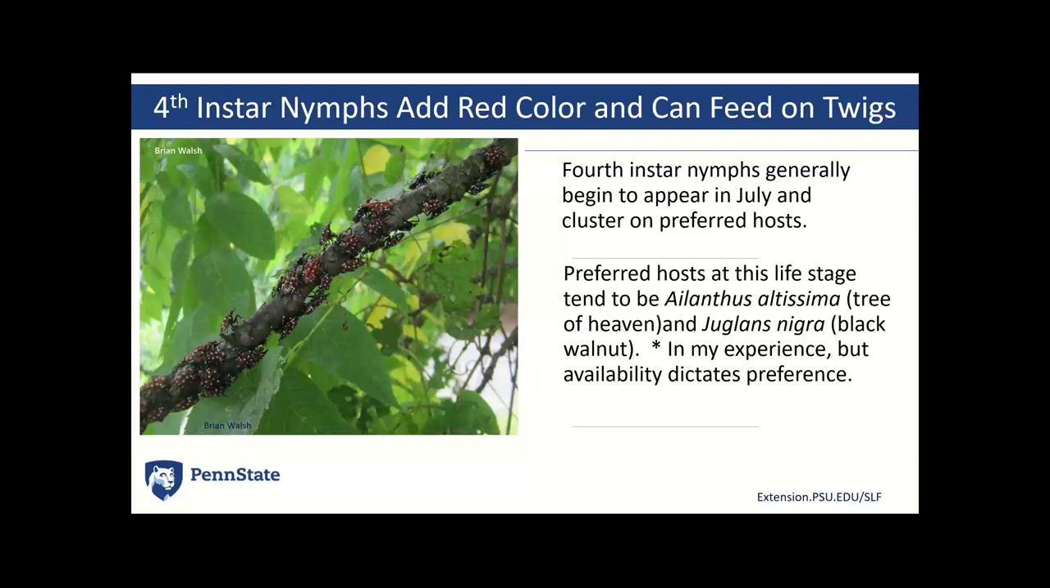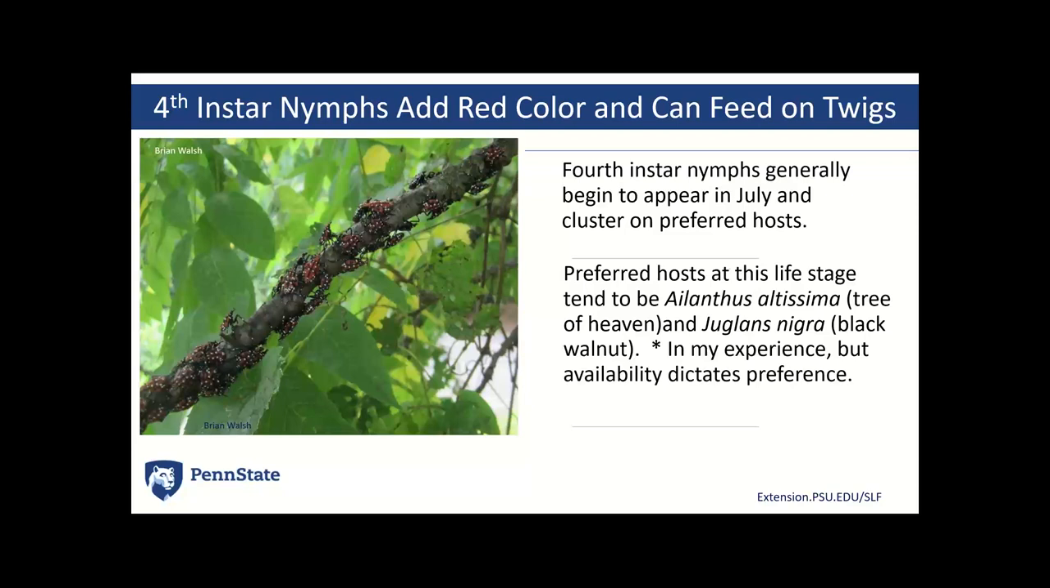When we get to that fourth instar stage, they get that red color, and that's where we start seeing them congregate together, and feeding in groups, and also feeding on twigs. Now they're not feeding in that year's growth, but they can feed in the one-year-old twigs. At this point, we see a really strong shift from generalized feeding on all kinds of different plant material to the Ailanthus altissima, as well as black walnut, Juglans nigra.